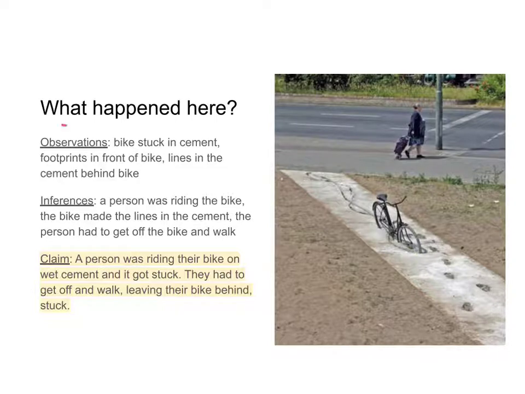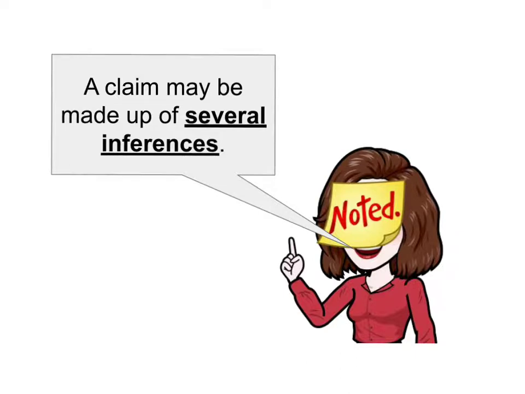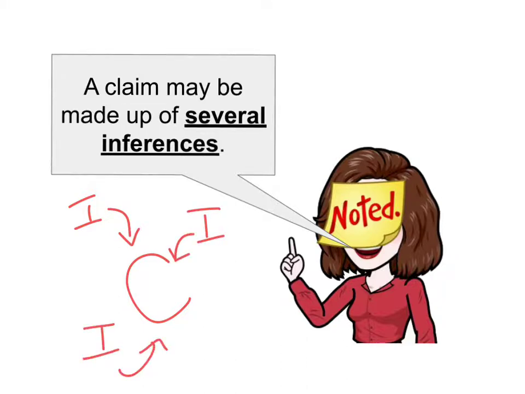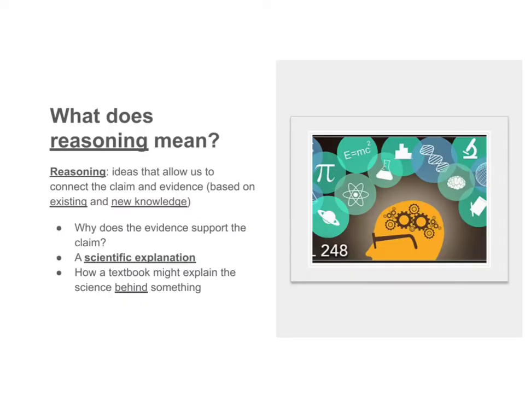Now, my observations and inferences can finally lead to my claim, right? My conclusion to answer that question, what happened here? I think a person was riding their bike on the cement, maybe when it was wet, and then they had to get off the bike and walk, leaving their bike behind stuck. Now you maybe notice that in that case, one single claim was connected back to many inferences that I had made based off of my observations. That's totally fine. Your claim should be more sophisticated than an inference.